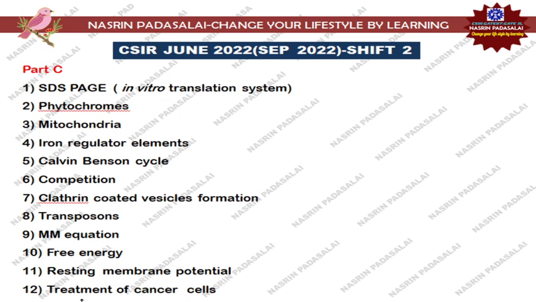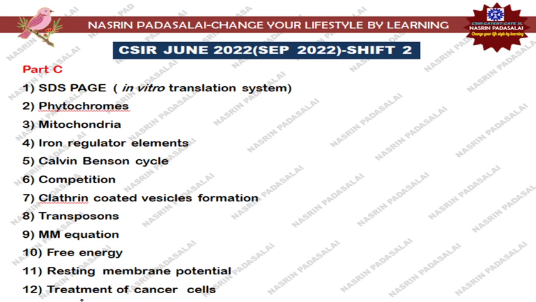Next, with regard to Part C, a question has been asked from the in vitro translation system, how it is done. Special focus on SDS-PAGE. They had given a PAGE gel and they will be asking which of the following options is correct. Then a question has been asked with regard to phytochromes in plants, mitochondria, iron regulatory element, and the Calvin Benson cycle.